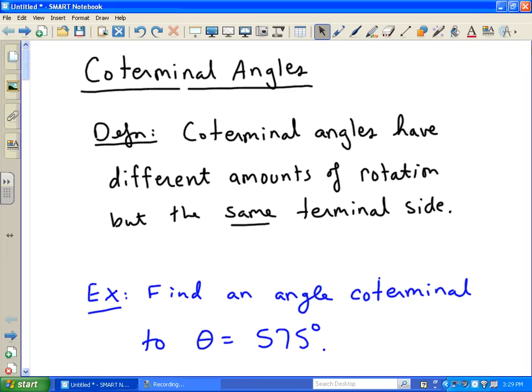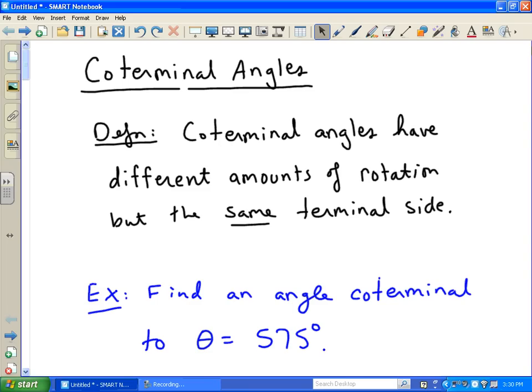The next thing I would like to discuss are coterminal angles. Now you have to be careful that you don't confuse reference angles and coterminal angles. Reference angles are unique. In other words, for each angle there is exactly one unique reference angle. Coterminal angles are not unique. In other words, given an original angle, you can give me an infinite amount of coterminal angles.